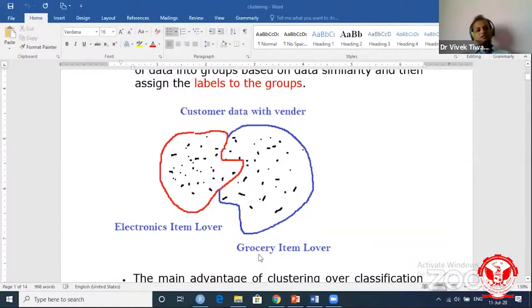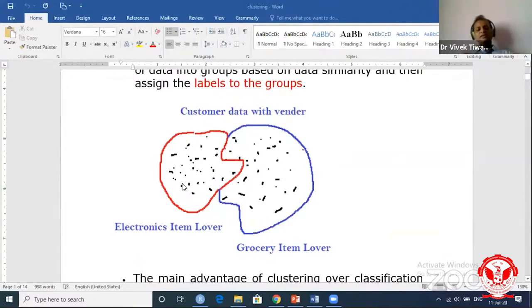So what is the advantage over there? Later, suppose the vendor wants to launch new electronics items. They have a new TV, a new music system, and they want to advertise their new product. It is not good to send a message, call, or send an email to all the customers they have. They will try to contact only those customers who belong to the red color cluster, because they normally purchase electronics items.